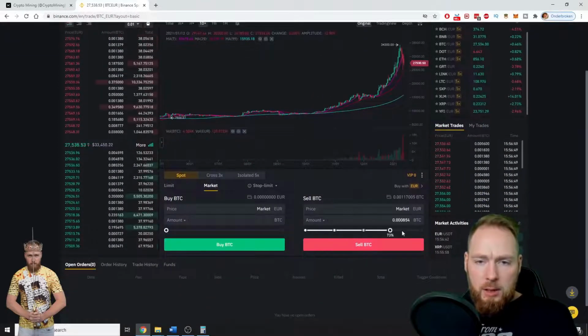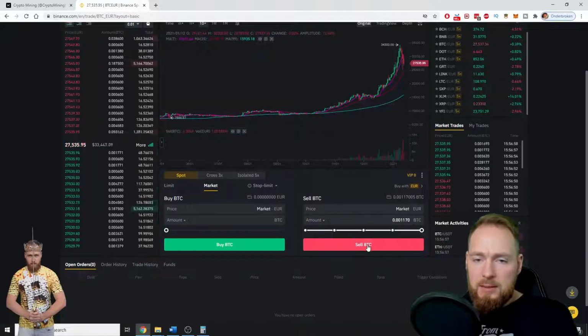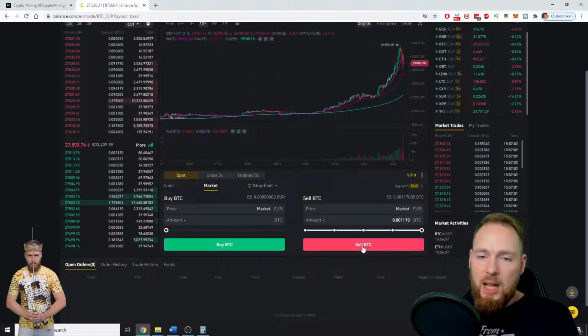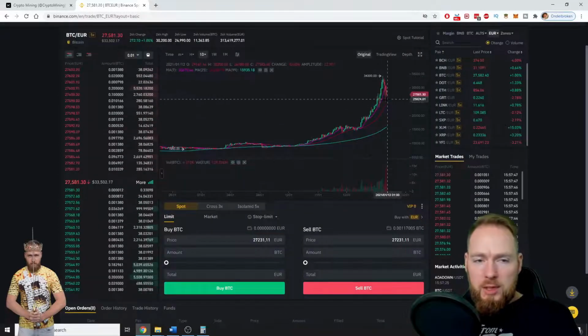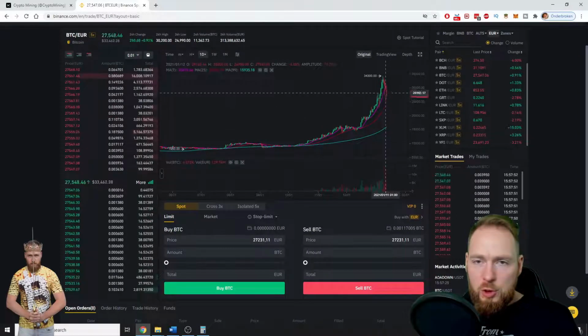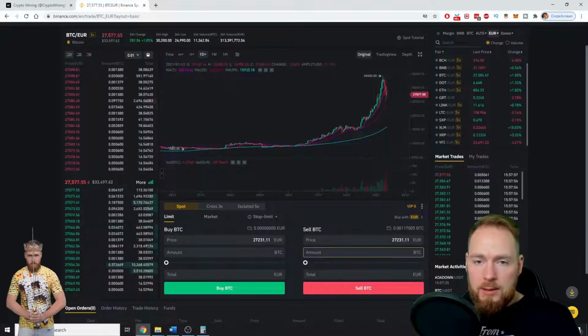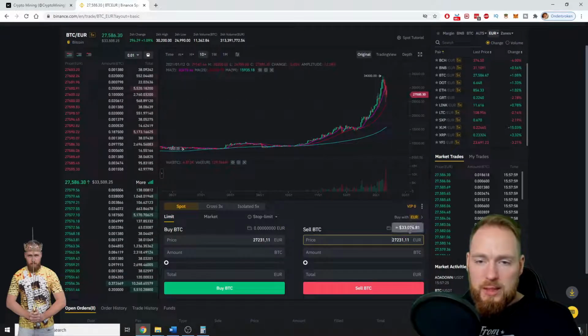So I'm gonna sell all my Bitcoins for euros, and then all you have to do is press sell. So when I want to input a limit price, you press limit, and then you choose at what price you want to sell Bitcoin. The current price is 27,000.